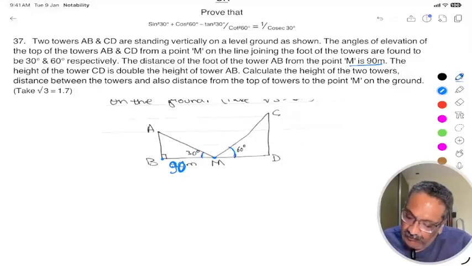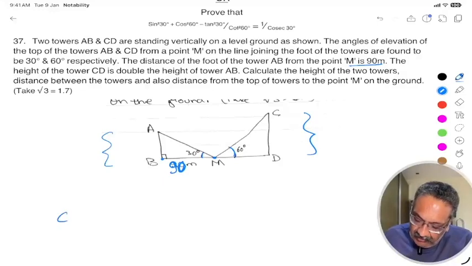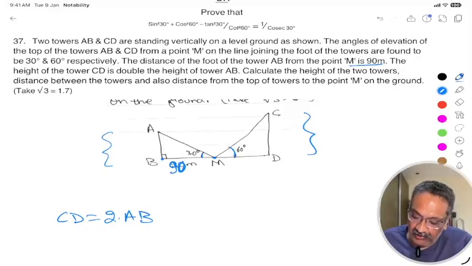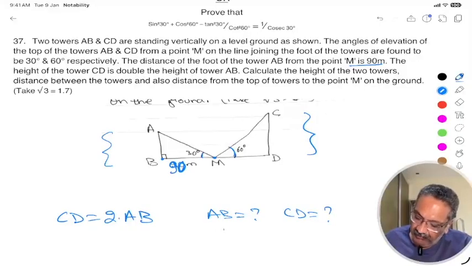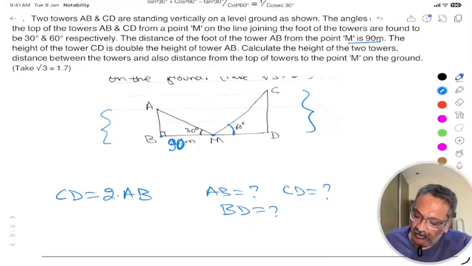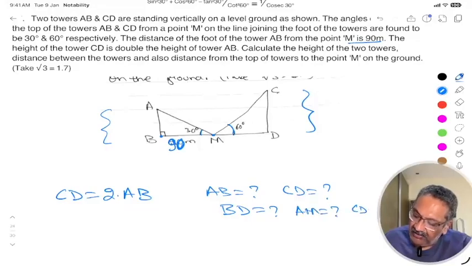Alright. Now the height of the tower CD is double the height of tower AB. So CD is equal to twice of AB, they have given. Now calculate the height of the two towers. So we have to find out AB and CD, how much. Also the distance between the towers, find the height of the towers, the distance between the towers, that is, we have to find out BD is equal to how much, and also the distance from the top of the towers to the point M on the ground. So we should also find out AM is how much, CM is how much.